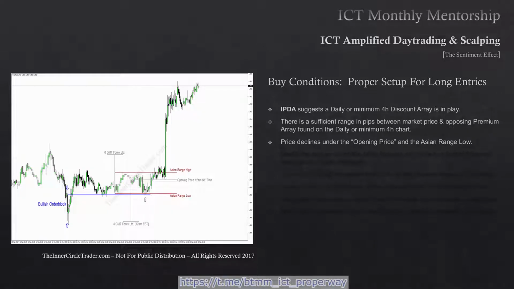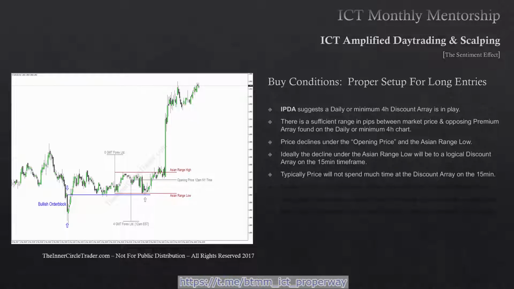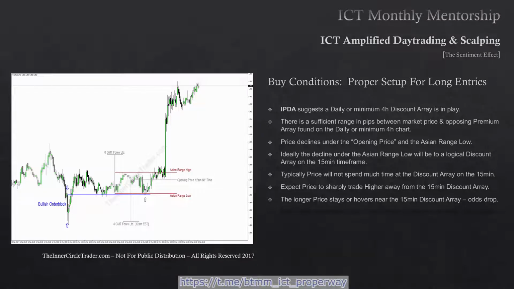Price declines under the opening price, and again, this is the midnight candle in New York, and the Asian range low. And ideally, the decline under the Asian range low will be to a logical discount array on a 15-minute time frame. Typically, price will not spend much time at the discount array on the 15-minute chart. Expect price to sharply trade higher away from the 15-minute discount array.